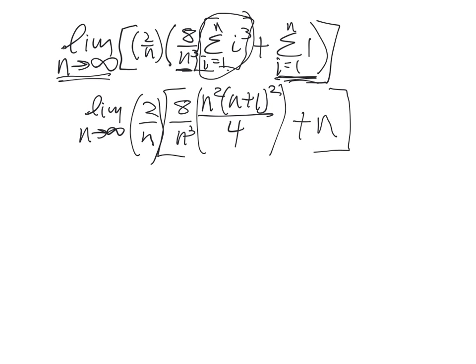Well, from here, let's see. We've got lots of algebra, lots of directions we could go. To make sure we don't lose this one, let's go ahead and multiply it through, which would be 2 over n times the 8 over n cubed. That gives us 16 over n to the 4th, which is multiplied by this.